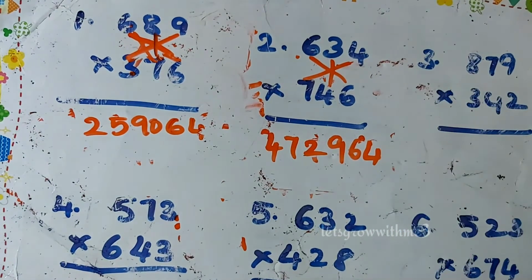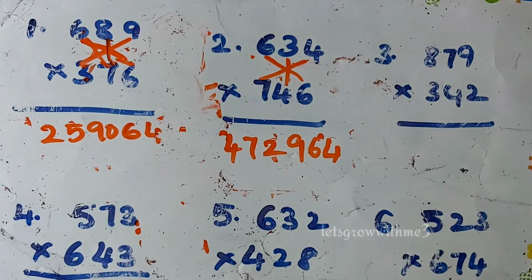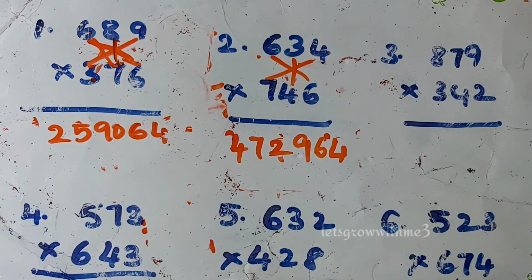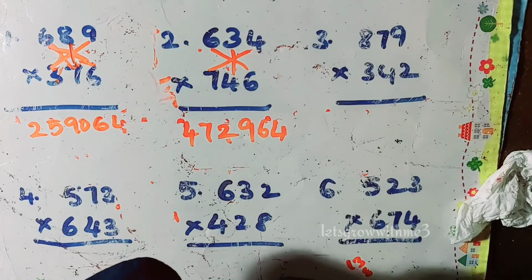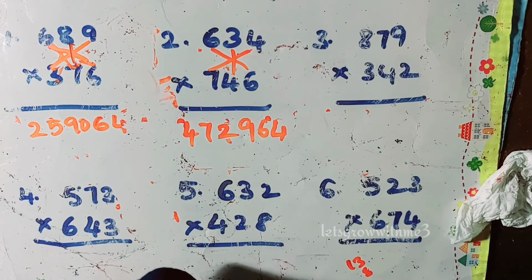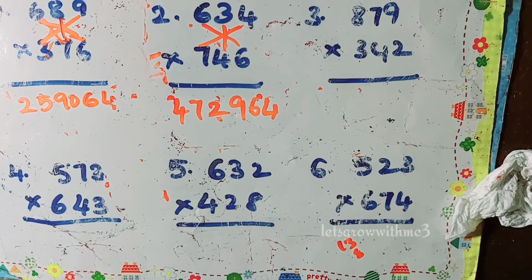Let's do the next one: 879 times 342. 8 3s are 24, 9 2s are 18. I think I can do only these questions. My time is up. So the remaining problems you have over here, you can consider as homework. If you have any doubts, you can let me know in the comment box. Okay, so let's solve this question.